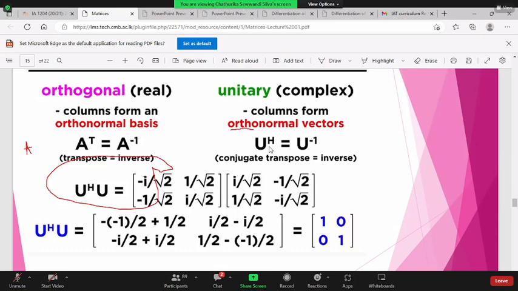So if the conjugate transpose is equal to the inverse of that particular matrix, then we say that particular matrix is a unitary matrix.